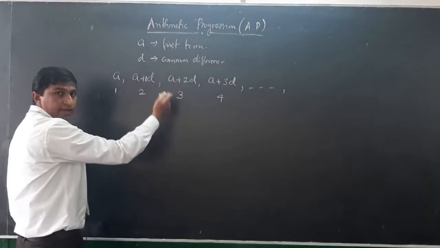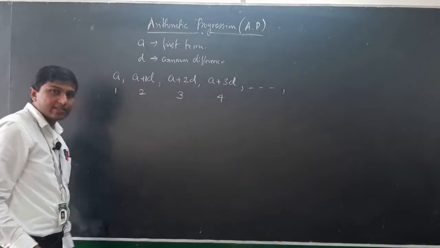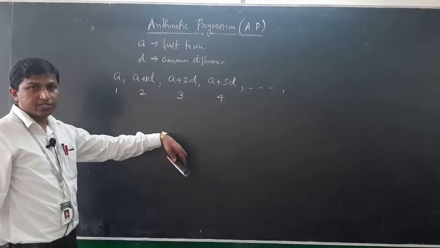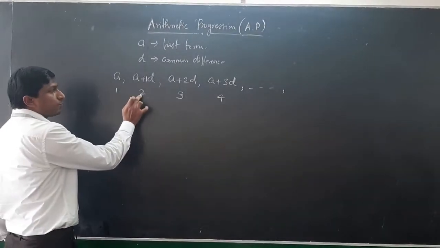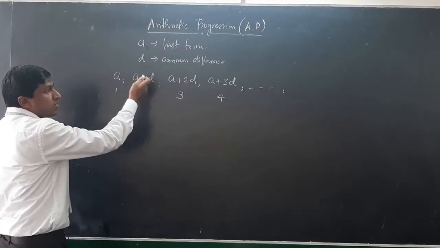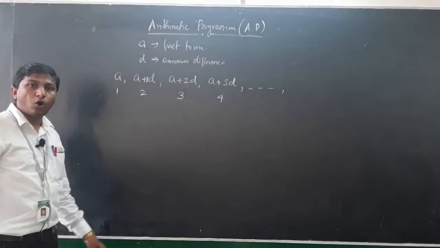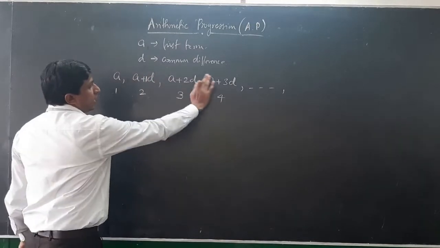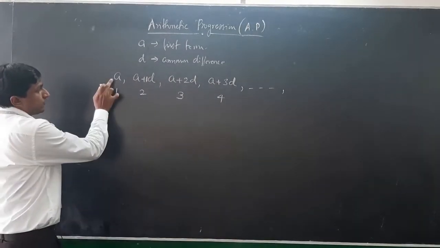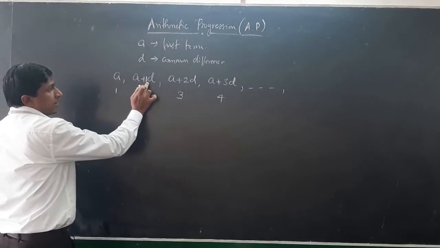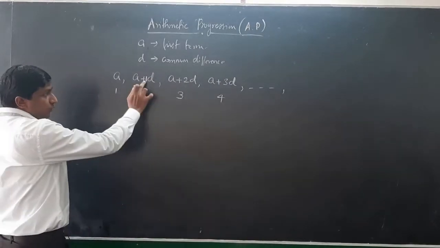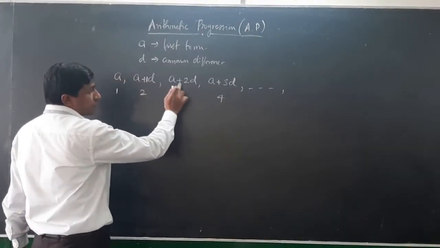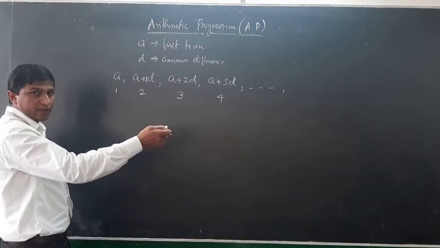Coefficient of d is 1 unit less than the position of that particular term, or vice versa, in a reverse way, you can say that the position of the term is 1 more than the coefficient of the common difference, right? If you have understood how we have written this, the first term is a, and a plus d is the second term. Whenever the coefficient of d is 1, we have the position to be 2. Whenever the coefficient of d is 2, the position is 1 more than that.